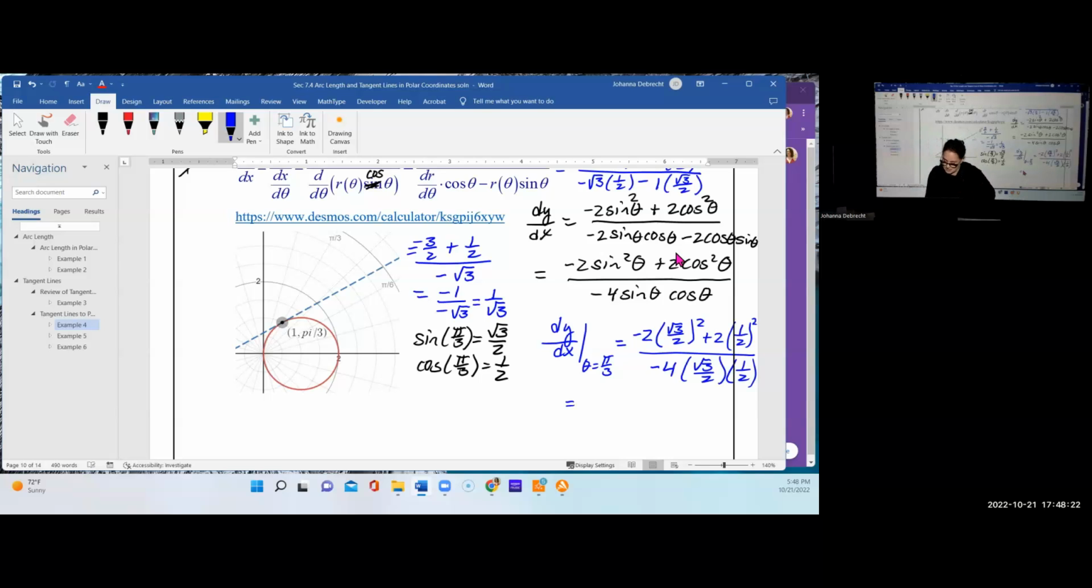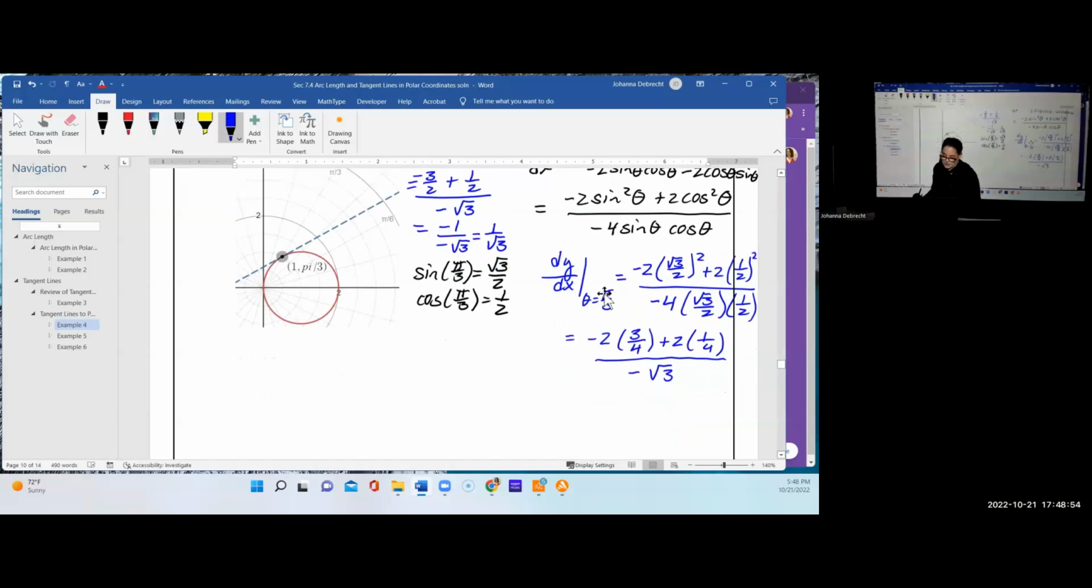Right? So let's simplify this and hopefully we get the same thing, or I messed up my formula somewhere, which is a distinct possibility. So when I square this, I get -2 times 3 over 4. When you square the square root of 3, you get 3, all right? And 2 squared is 4, plus 2 times 1/4. And here I've got 2 in the denominator times 2, which gives me 4, which will cancel that 4. So the denominator becomes negative the square root of 3.